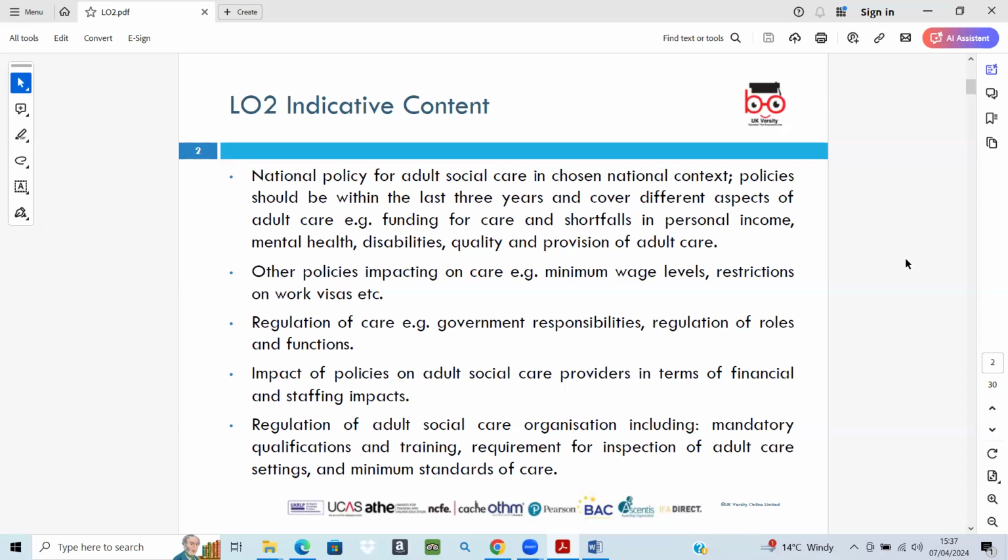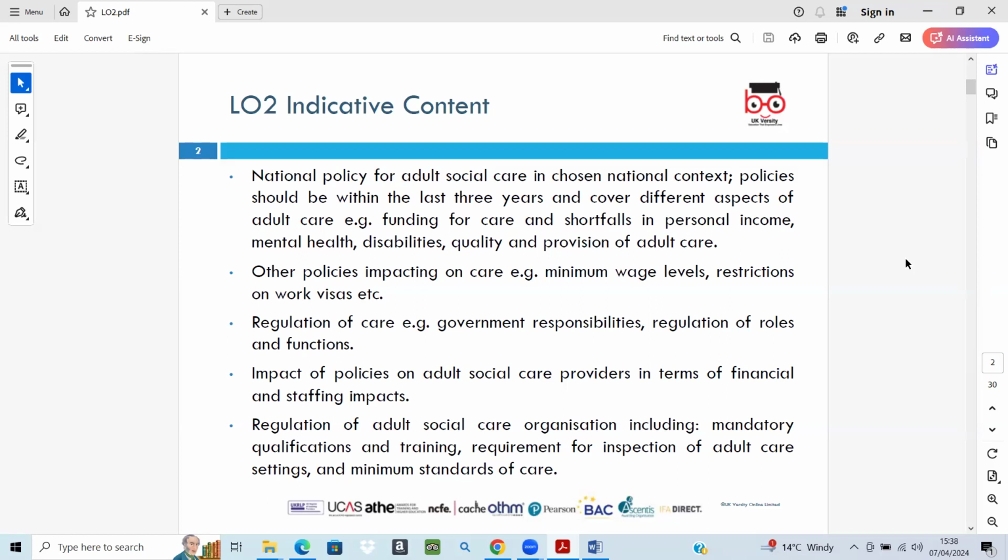A few of the other policies are from the point of view of a worker in the health and social care industry: minimum wage levels and restrictions on work visas. These are the points, and they also consider the training of staff, quality of care, and regulation of care.